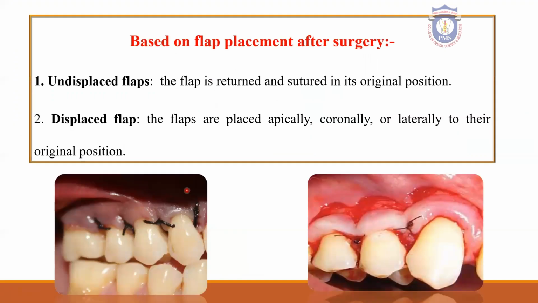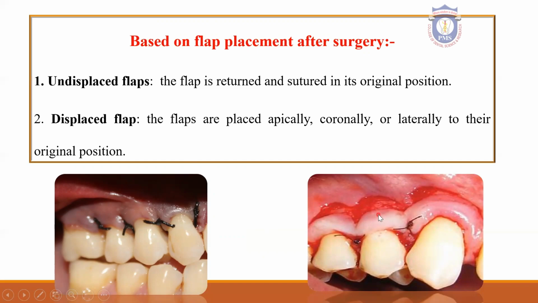The second classification is based on how you manage the flap after the surgery, whether you are keeping it in the same position and suturing or you are displacing the flap. So in this picture, you can see initially the flap was here, but after surgery, you are displacing the flap coronally and suturing. Okay. So this is a displaced flap. So in the first case, it's an undisplaced flap where you keep the flap in the same or original position. And in the second case, you have displaced the flap coronally.